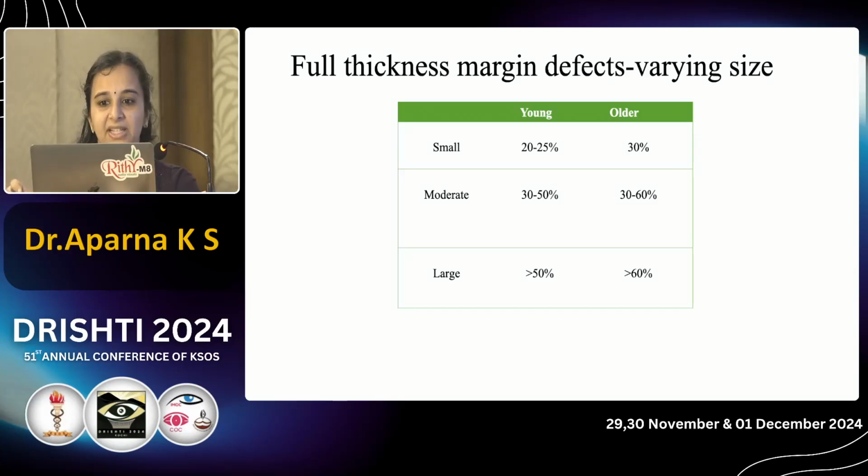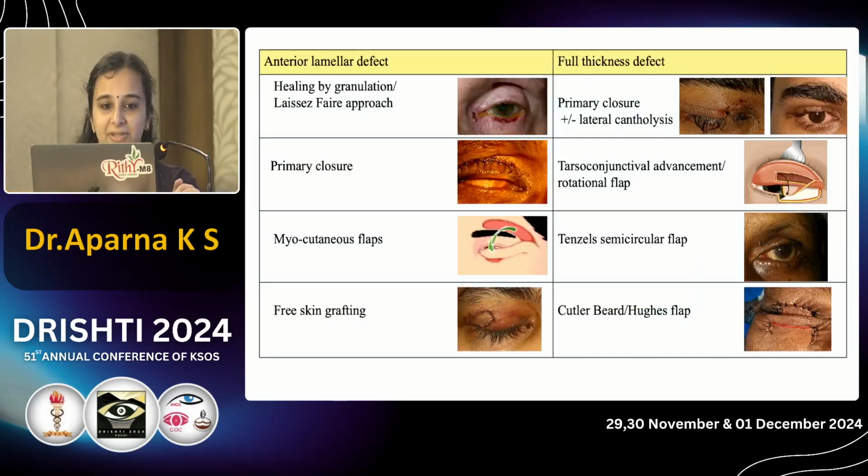Full thickness defects we can classify into various types like small, medium and large. For young patients, small means less than 25%, but in the older age group it is more than 30% because their skin is more lax. And larger means for young patients it is more than 50%, but in older individuals it is more than 60%.